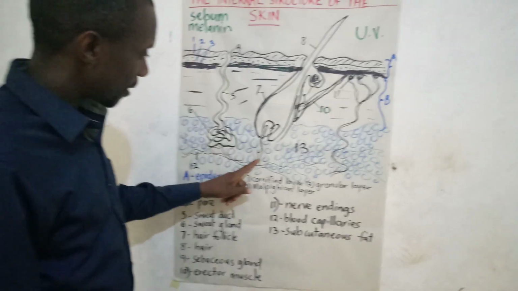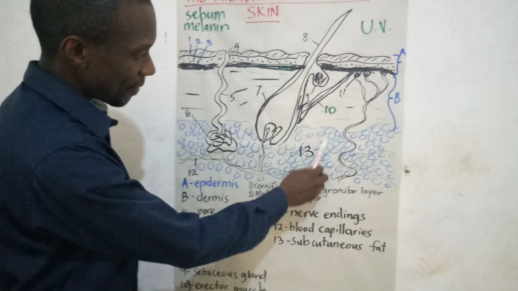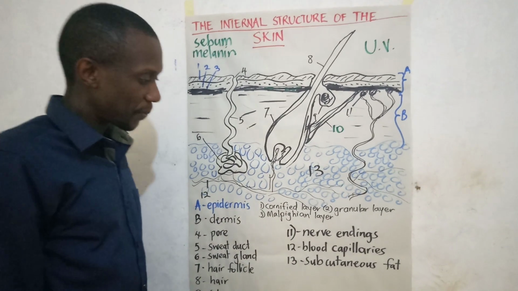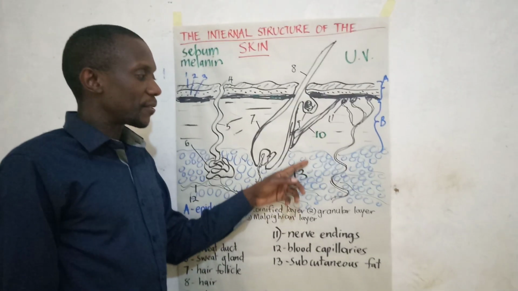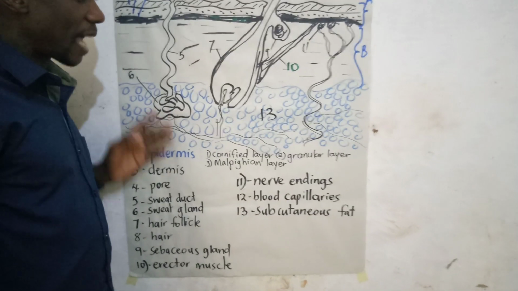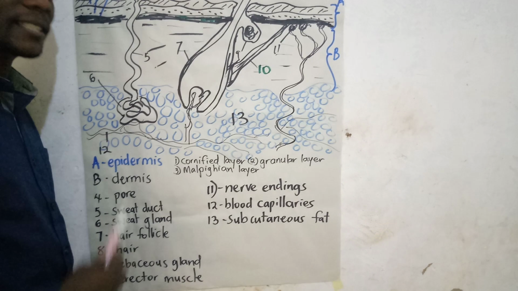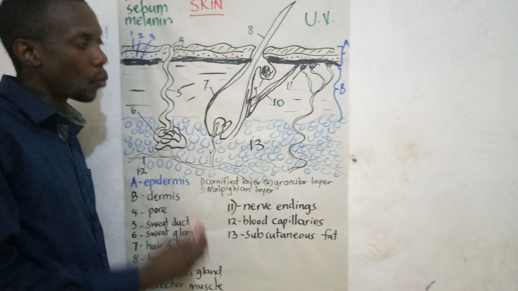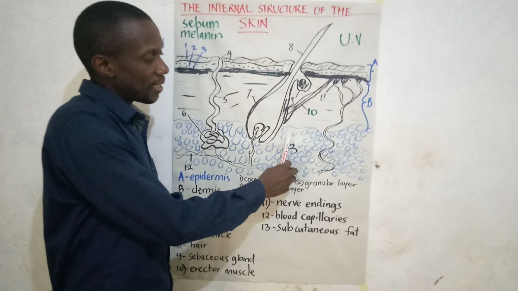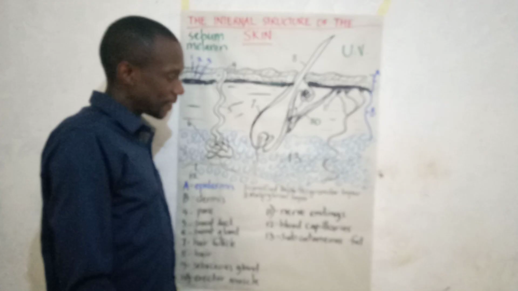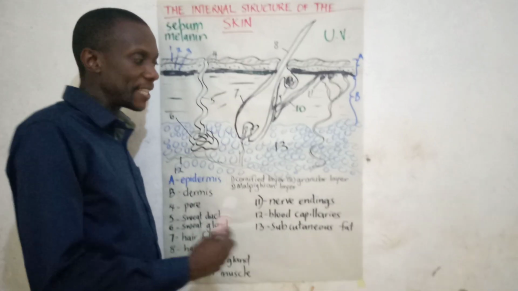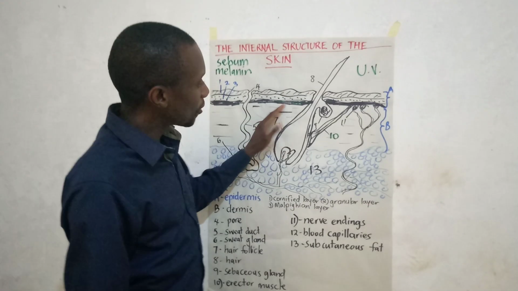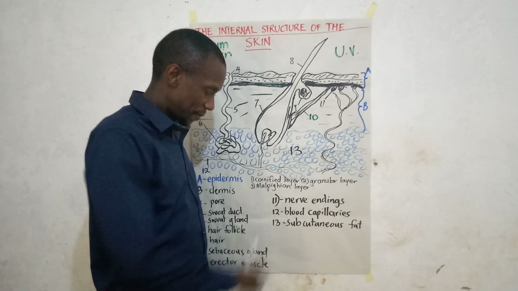Finally, we have got subcutaneous fat, which is denoted by these round blue circles. Subcutaneous fat. This is a storage site for fats, and the fats are very useful because they help to insulate the body. This subcutaneous fat helps to insulate the body. It helps to keep us warm. Sometimes the fat is also used to produce energy. So subcutaneous fat helps in insulating the body. So basically, those are the functions of the different parts of the skin for our level.